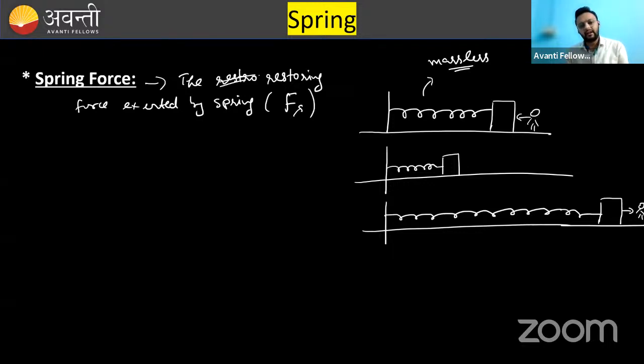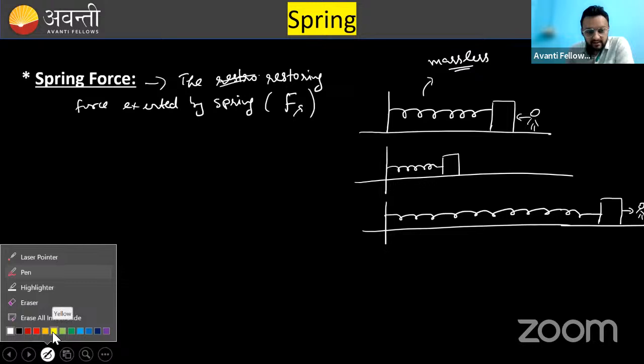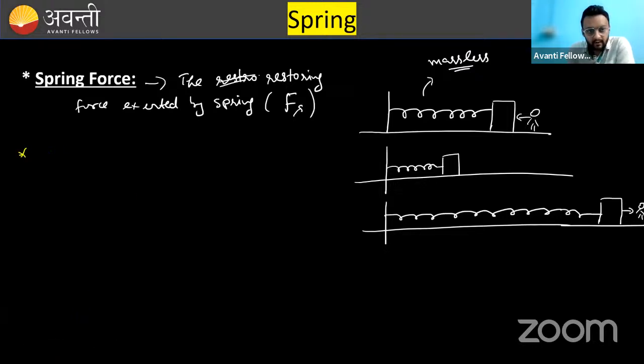Now, there is a scientist, Hooke. He gave a law, Hooke's law. What he said? He says that spring force is equal to K times X, and he says minus K times X.